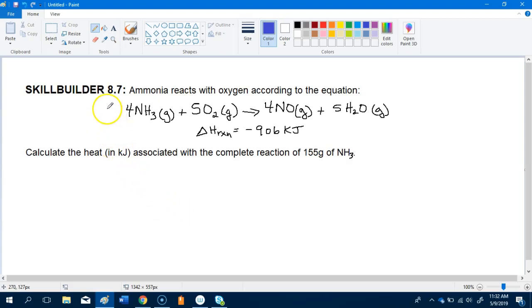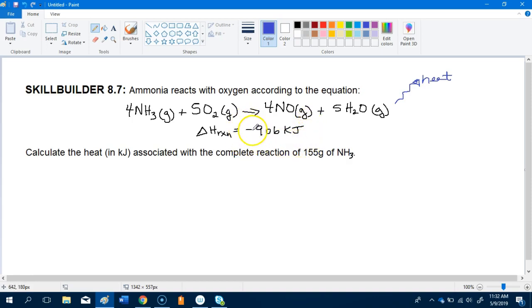Hi, in this video I'm doing the walkthrough for the solution for Skill Builder 8.7 in the textbook. In this Skill Builder we are given the reaction of ammonia with oxygen to create nitrogen monoxide and water and to emit heat. So we are given the enthalpy of reaction as negative 906 kilojoules. That's how much heat is emitted.